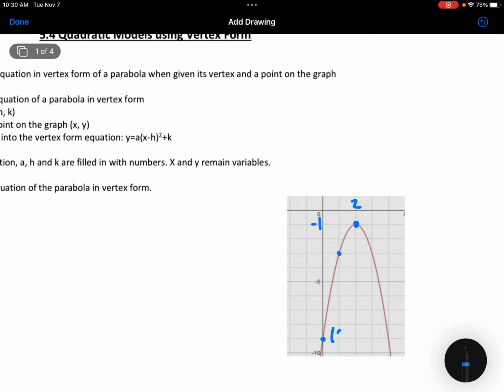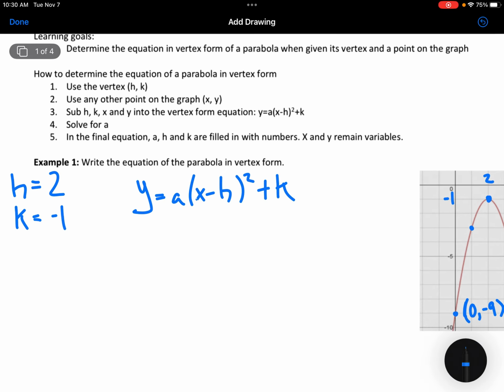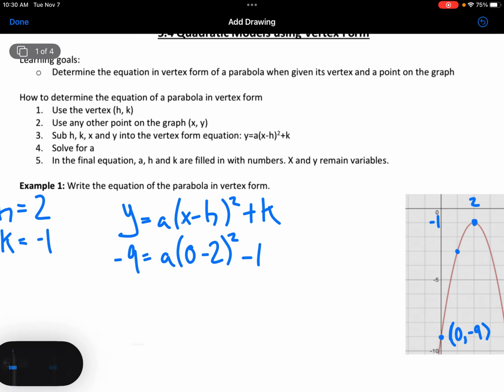So I'm going to use 0 and -9 as my point. That's not 10, that's a bracket, 0, -9. So what I would do is I would start with y equals a times x minus h squared plus k. I'm going to sub in all of my values. I know my y value is -9. I'm looking for a. I know my x value is 0 minus 2 squared plus, and it's going to be actually minus 1 here. It'd be plus -1.